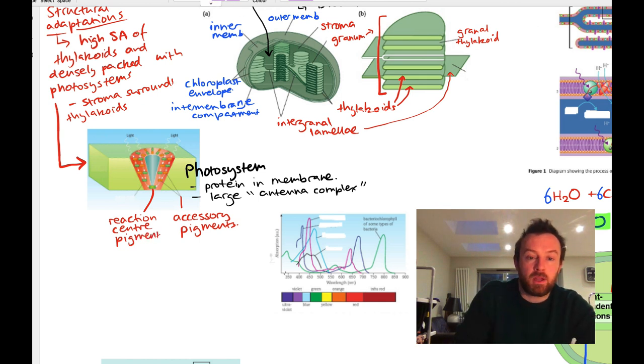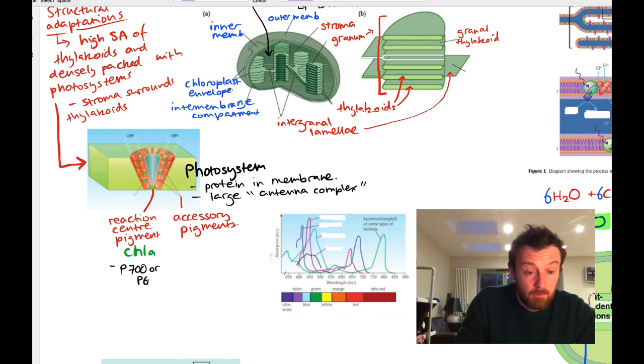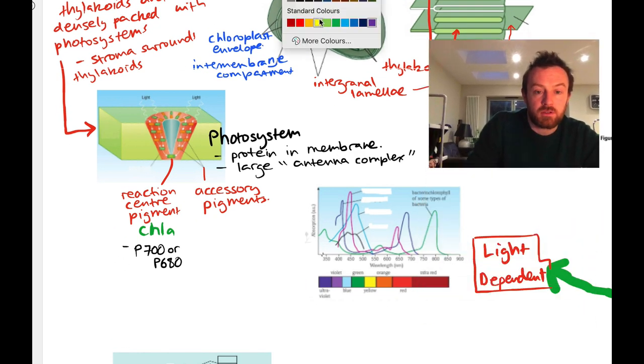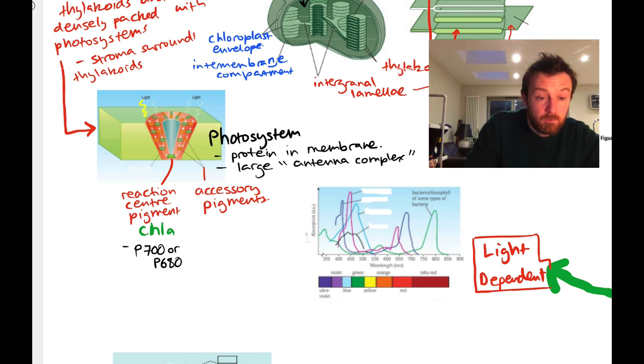Now, the reaction center pigment is always a molecule of chlorophyll A, which we write CHLA. And that chlorophyll A can come in two ever so slightly different types. It can either be P700 or P680. And then the rest of this orange cone is the photosystem itself. And here we can see, this is the light coming in.